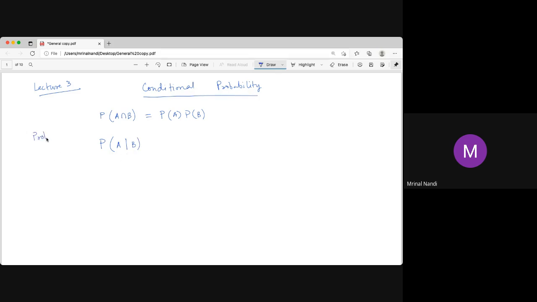Probability of A given B. That A given B is the whole thing. This is one word. It is not probability of A, given B. It is not like that. A given B is one single word. It is not probability of A given something, not like that. Clear? So it is just A given B is a single word.